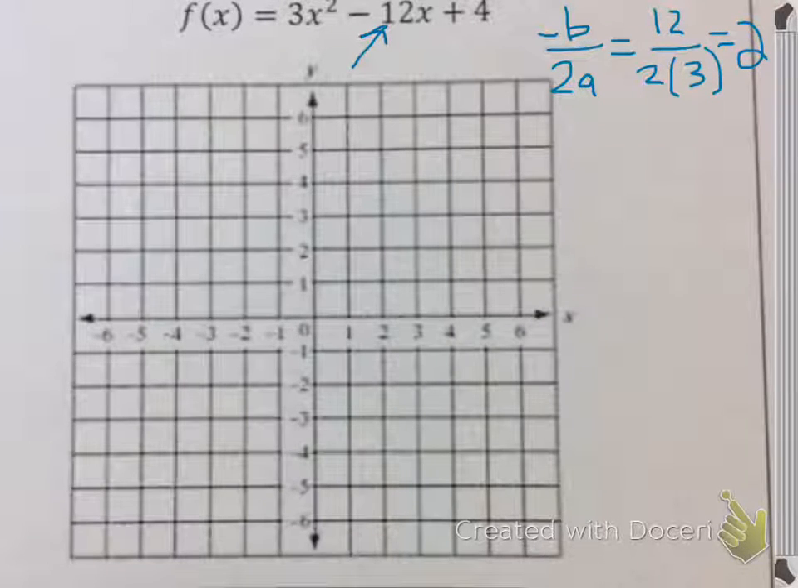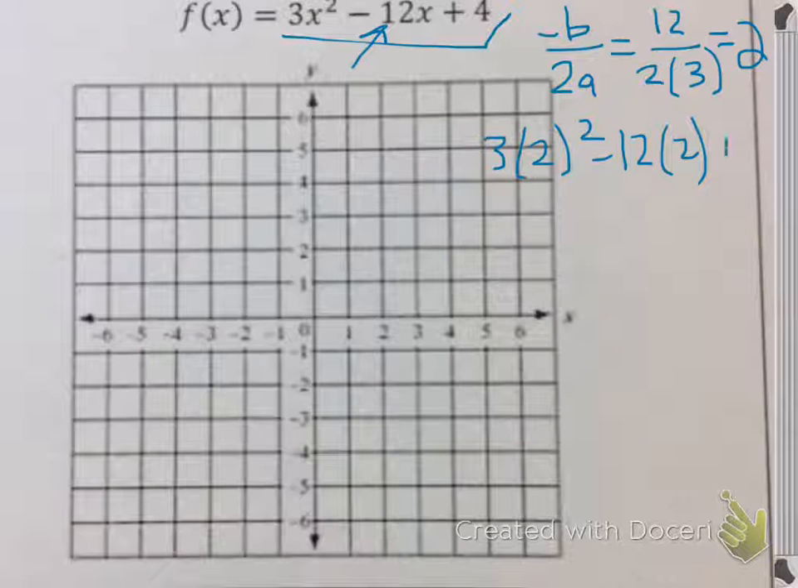So I'm going to substitute the number 2 back into my equation. I'm going to have 3 times 2 squared minus 12 times 2 plus 4.